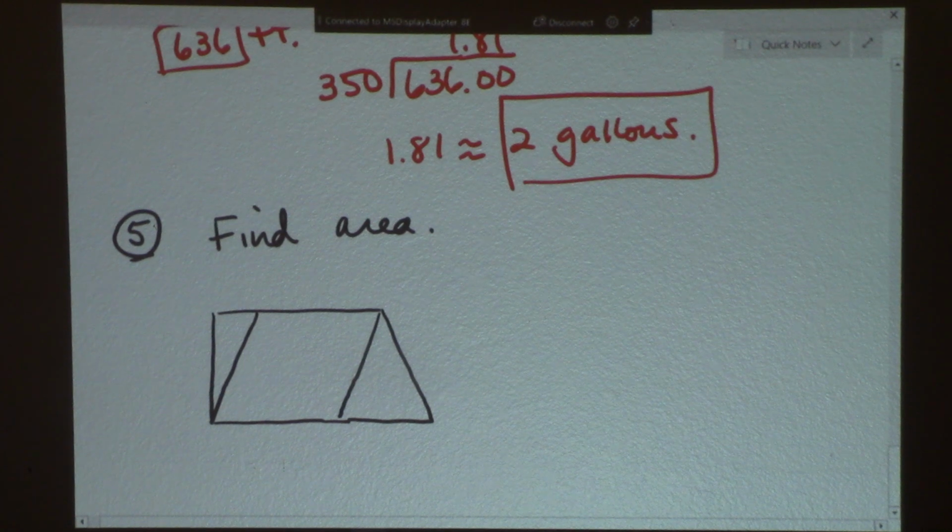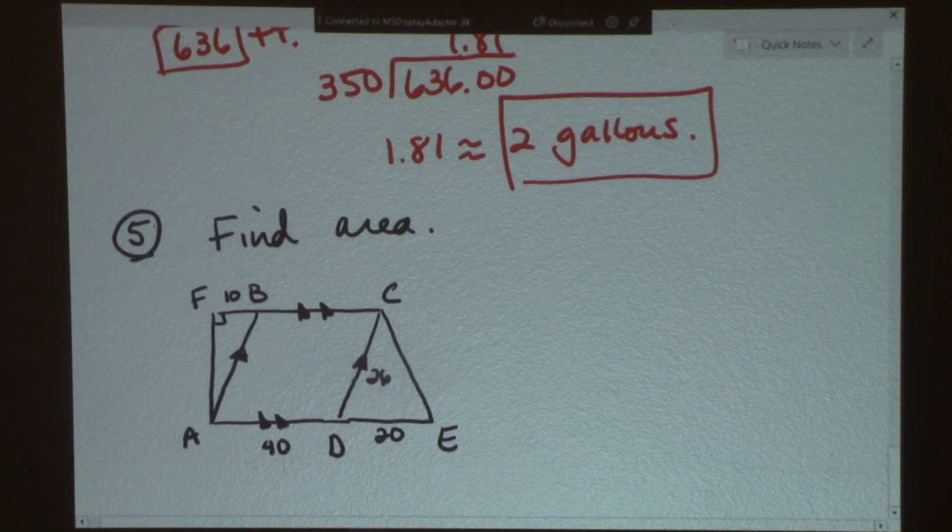All right, it's this odd shape. Now there's several hints given in the picture that will help me to figure out the area. I've got parallel lines here, and I have parallel lines here, and this is 10. This is 40. This is 26, and this is 20.